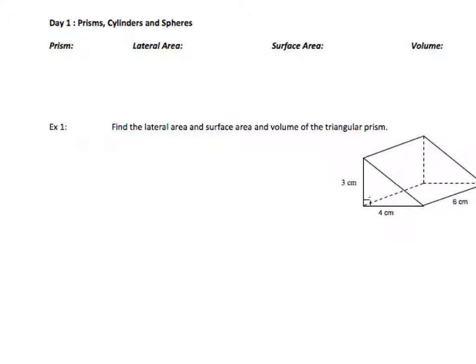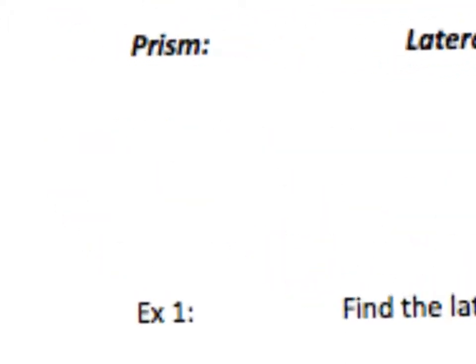The bases are the two shapes that only repeat once. Okay, so there's only two triangles. So there could be a triangular prism, there could be a rectangular prism, there could be an octagonal prism. So prisms are named by their bases.